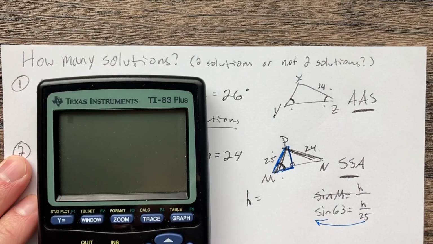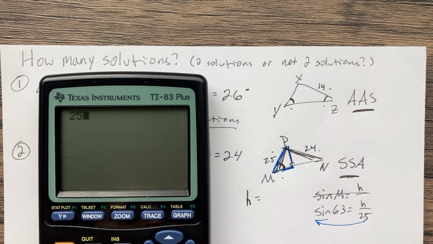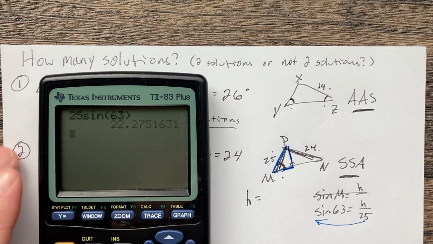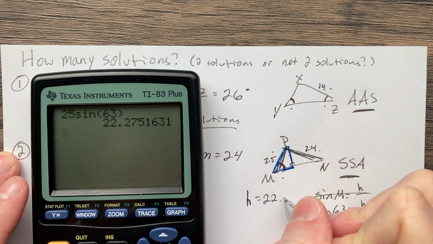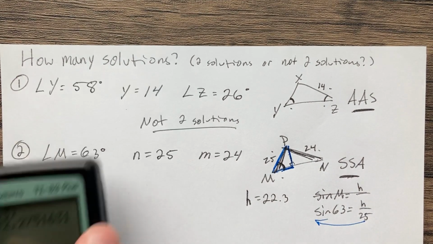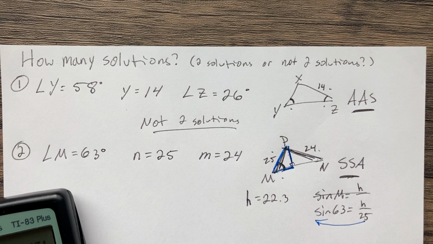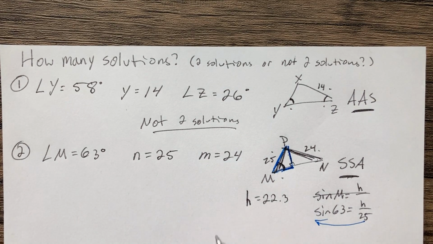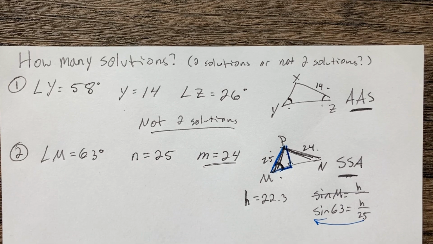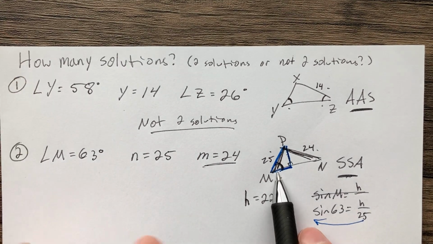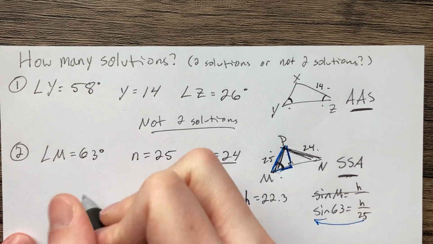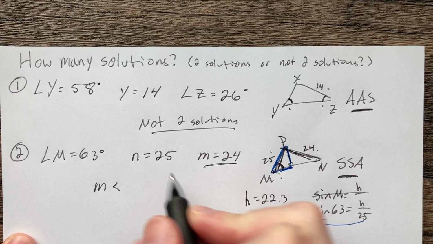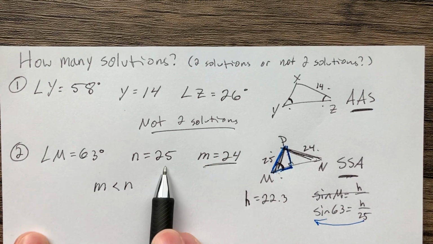Oh, I didn't test out the calculator on here. Hopefully we can see this okay with the lighting. Looks fine from what I can tell. So 25 sine 63 comes out to 22.275, 22.3, the rounding really doesn't matter there. All I'm checking for is to see if H is going to be less than M. Our angle M right here is opposite side M. So we're checking to see if side M is less than side N, which we already know it is. 24 is less than 25.